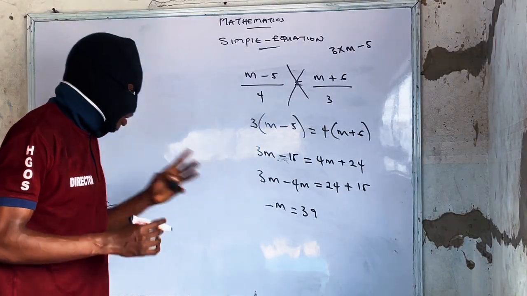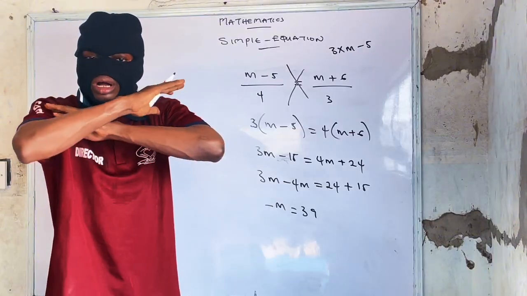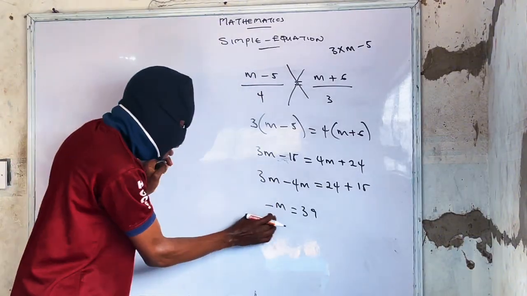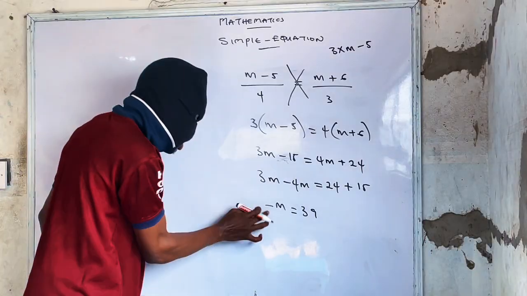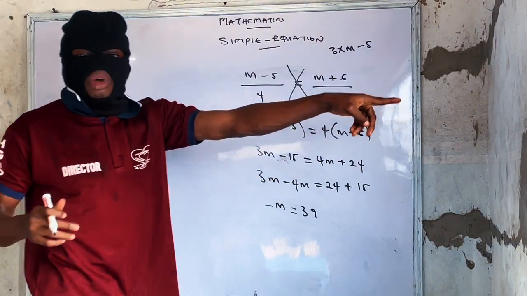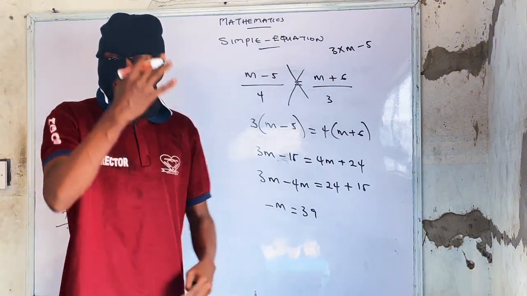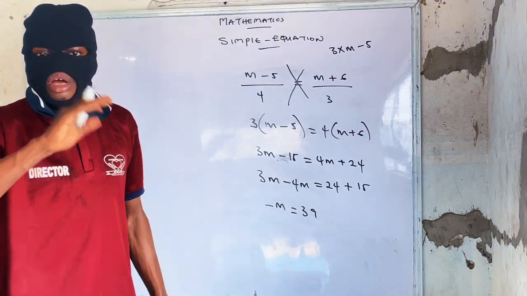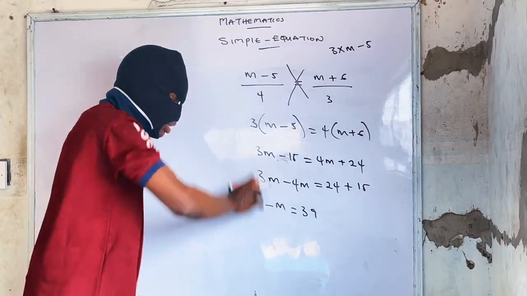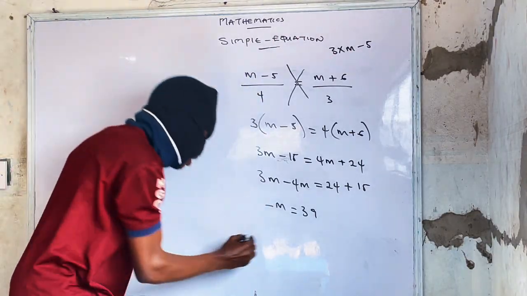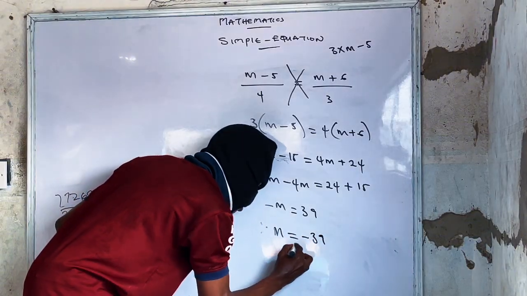Now since you have minus m equals 39, the simple way you can do this is that, since we are not looking for minus m, we are looking for m, you take this minus to 39. Instead we could say divide both sides by the coefficient of m, that is minus m over minus 1, and you will still get your answer. But to save time, take this minus to 39. So therefore, your m will now be equal to minus 39.